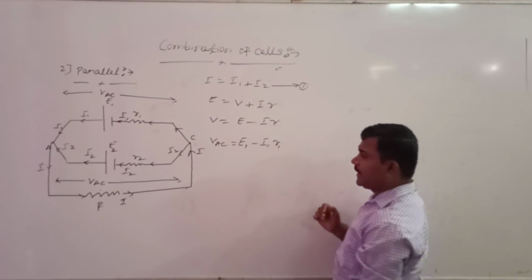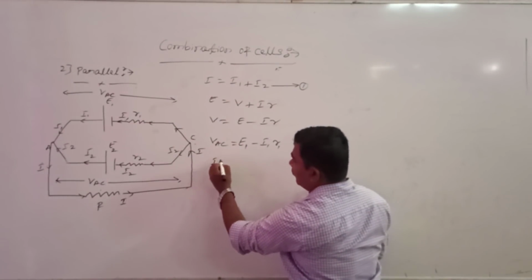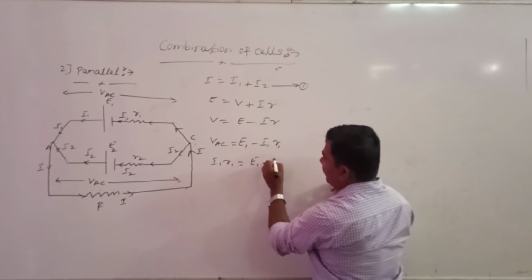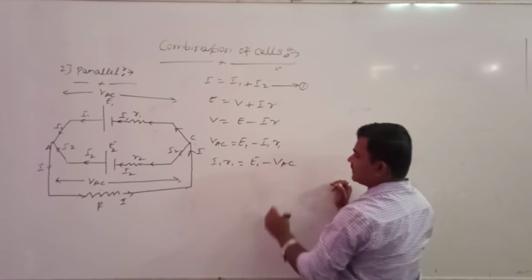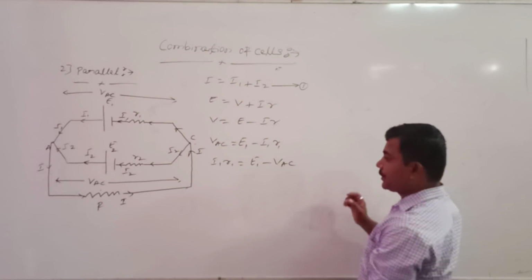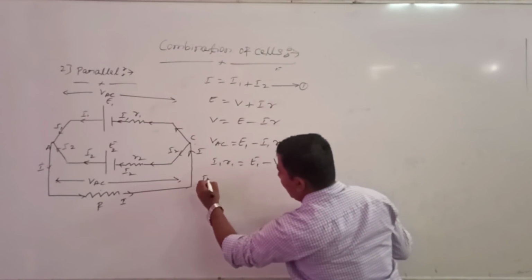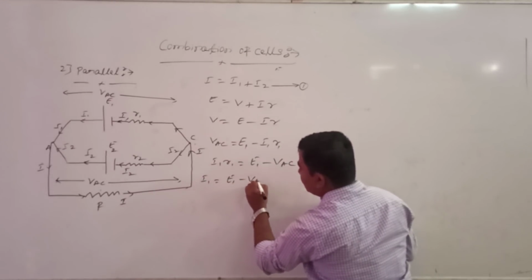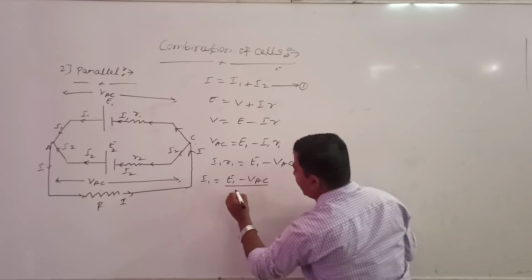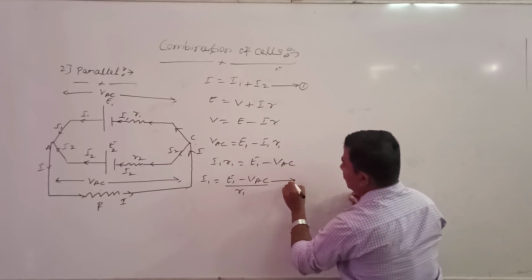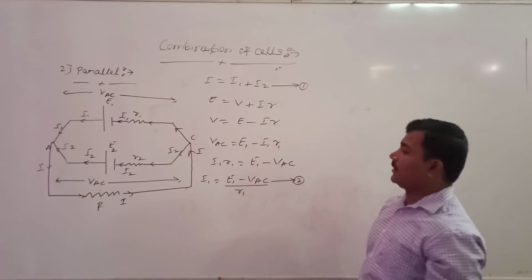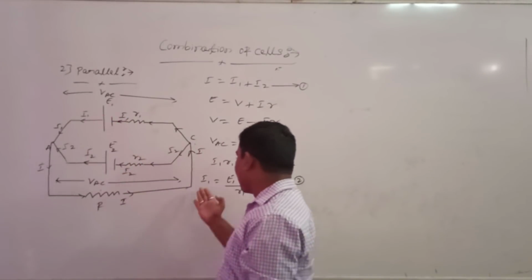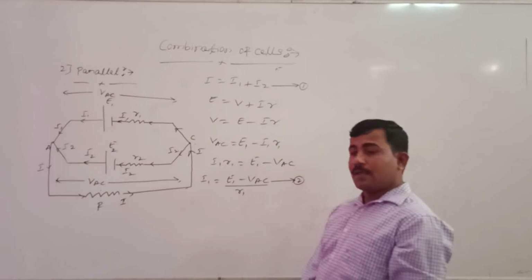Similarly, I need the current here. To get this current, I1 R1 is equal to E1 minus VAC. So the current I1 is equal to E1 minus VAC divided by R1. This is equation 2. For this cell E1, the current can be represented by this equation.